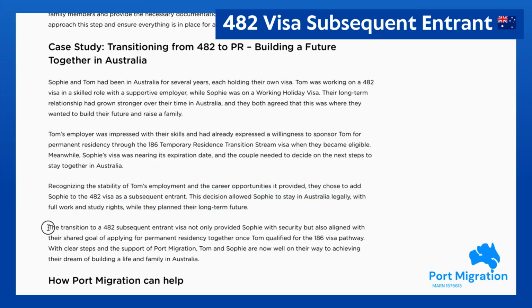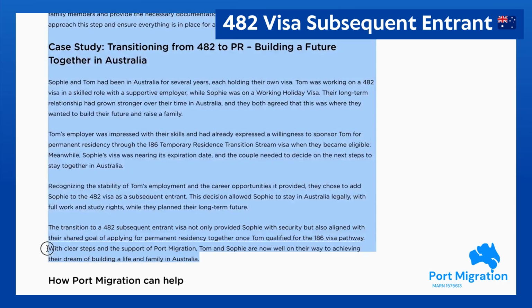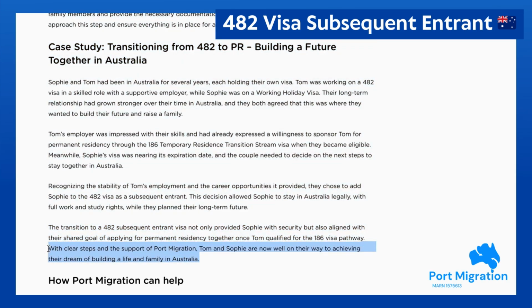The transition to a 482 subsequent entrant visa not only provided Sophie with security, but also aligned with their shared goal of applying for permanent residency together once Tom qualified for the 186 visa pathway. With clear steps and the support of Port Migration, Tom and Sophie are now well on their way to achieving their dream of building a life and family in Australia together.